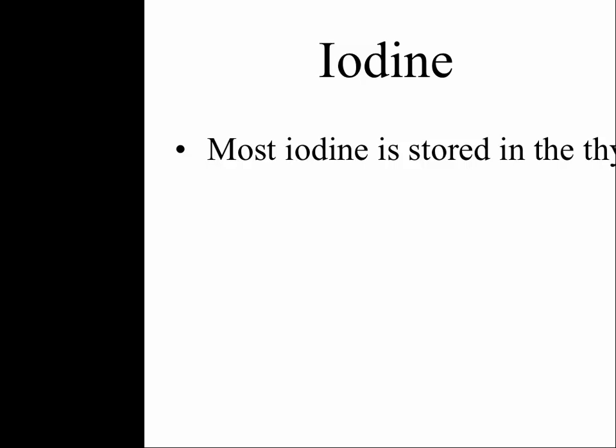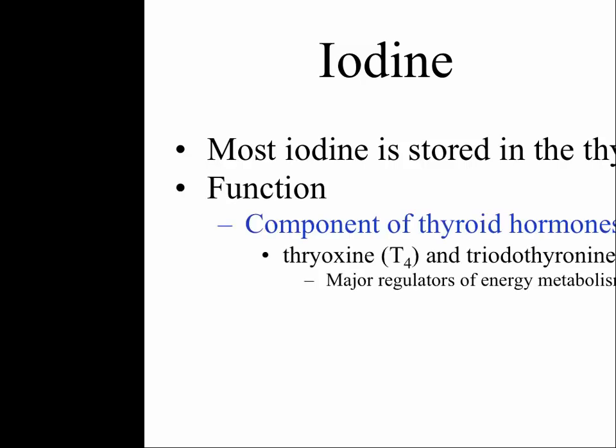So where is iodine used? Iodine is stored in your thyroid gland and is very important for thyroid hormone. This molecule up here is your thyroid hormone, and you can see there's an iodine, iodine, iodine, and iodine. So you have two different thyroid hormones. There's thyroxine, and there's triiodothyronine, which I can never say fully. But these are very important for energy metabolism.